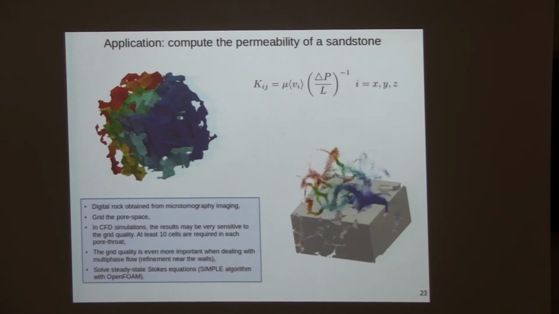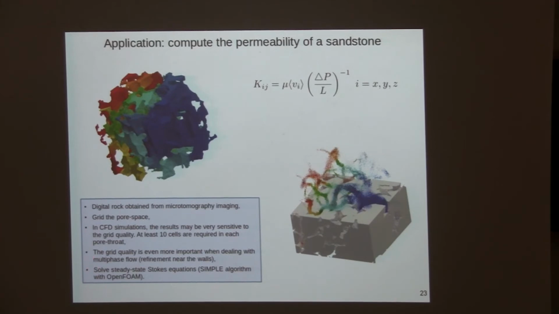Then if you want to obtain the permeability, you volume average this velocity profile. Because you know the pressure gradient, you can invert Darcy's law and you will obtain the permeability coefficient. If you want to have the full tensor, you will need to run 3 different simulations to have the component in each different direction.